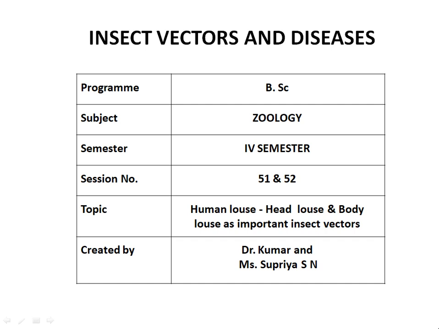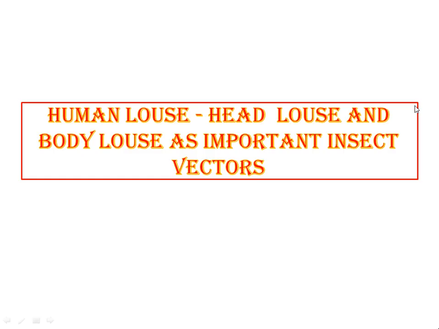The topic of today's lecture is the human louse, that is, both head louse and body louse as important insect vectors. This comes under Paper 4, Insect Vectors and Diseases, BSc 4th semester Zoology, Tumkur University. Both the head louse and the body louse are important insect vectors. Let us see how these two act as vectors.